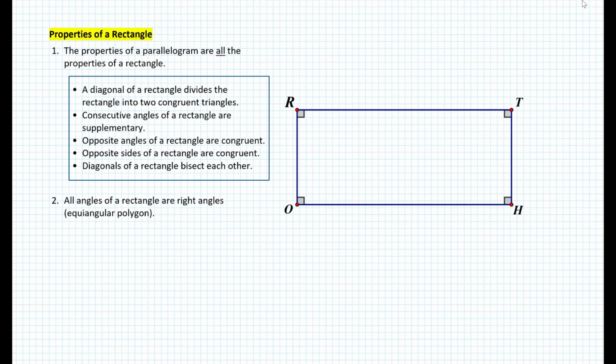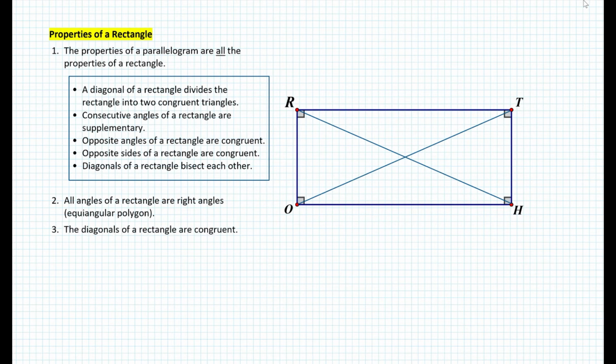Okay, if we, for example, draw diagonals from O to T and from R to H, it turns out that these diagonals are also congruent. As a matter of fact, as an additional property of a rectangle, we can state that the diagonals of a rectangle are congruent. Notice that this is not the case for parallelograms, okay?